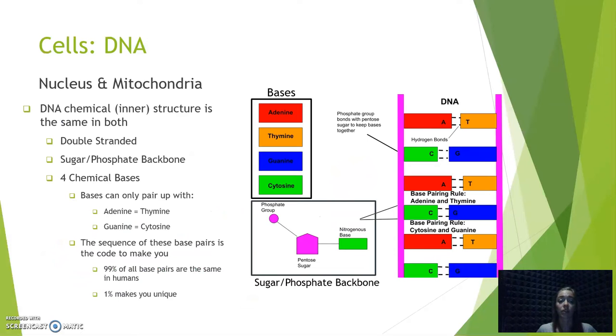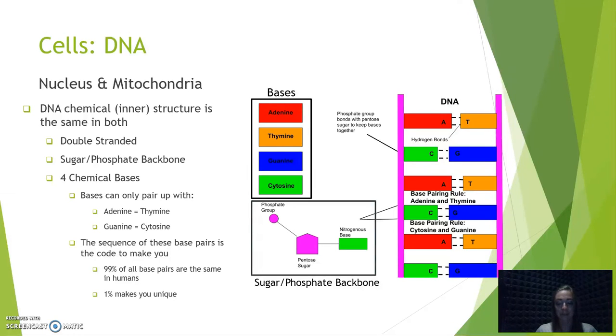The DNA chemical inside the structure is the same. They're both double-stranded, and if you think of DNA like a ladder, the sides of the ladder are made up of a sugar phosphate backbone, and the rungs of the ladder are these chemical bases. These bases pair up with one another: adenine only pairs up with thymine, guanine only pairs up with cytosine. The sequence of these base pairs is the code that makes you. Actually, it makes all organisms, not just you, everything.